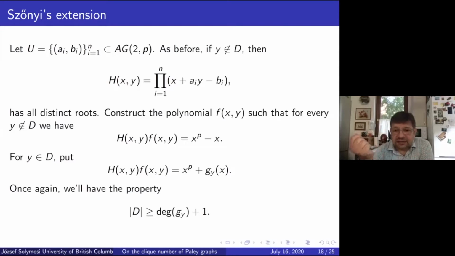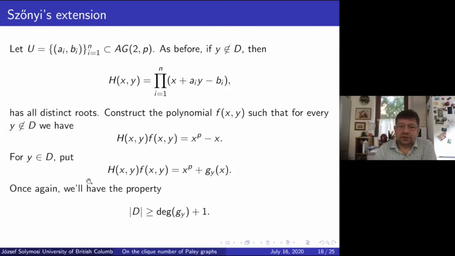And there is a way to construct a polynomial which will help you. Whenever y is such that all the terms of the product are distinct, so as x plus something, and this something is distinct for every i, then you can extend it with another polynomial. This is this f(x,y), which will add the missing roots.